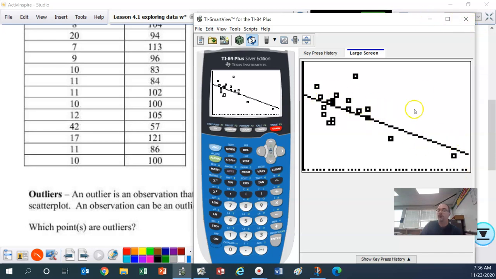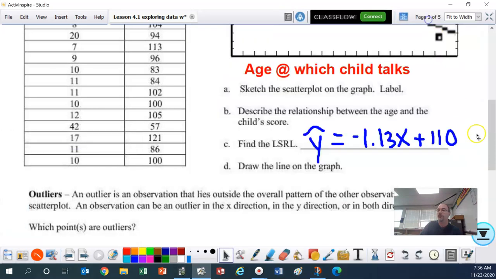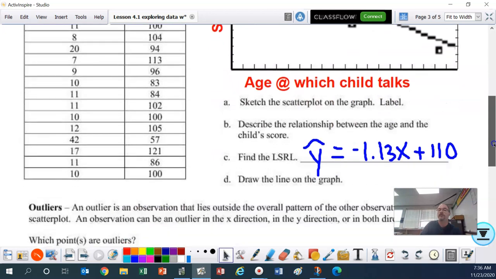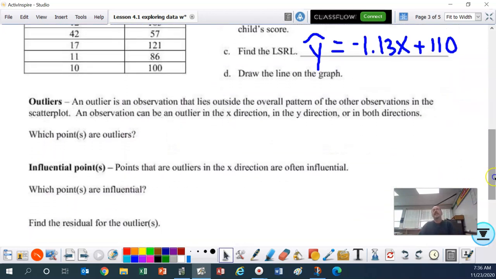So what we're going to do is look at the residuals for those. There's the line going through the dots. Now, what is an outlier? We haven't talked about the outlier yet. We did it when we did the box and whisker plots, but we haven't really talked about it here. An outlier is an observation that lies outside the overall pattern of the observed observations in the scatter plot. An observation can be an outlier in the x direction, in the y direction, or in both directions.